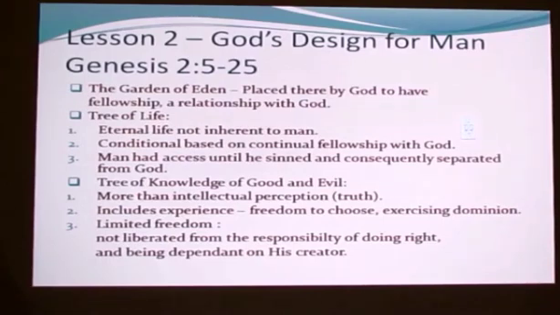And man had access until he sinned and consequently was separated from God. And the tree of knowledge of good and evil is more than just what we call intellectual perception.